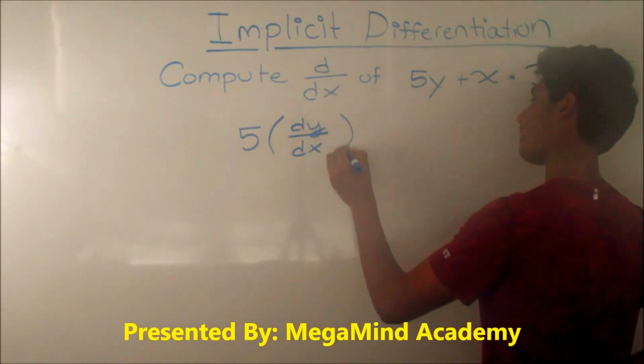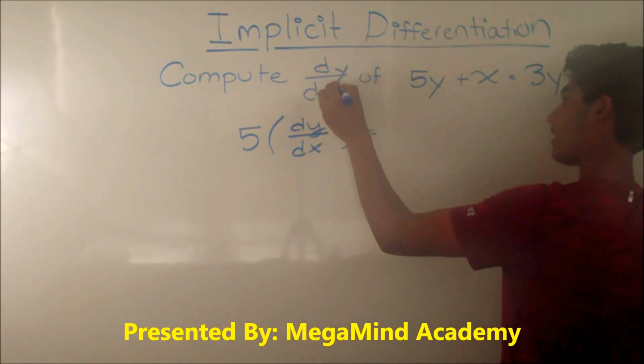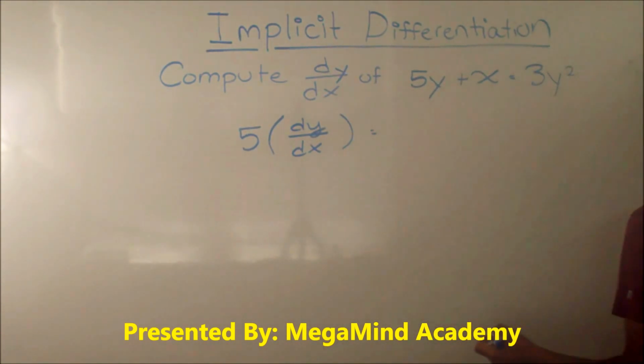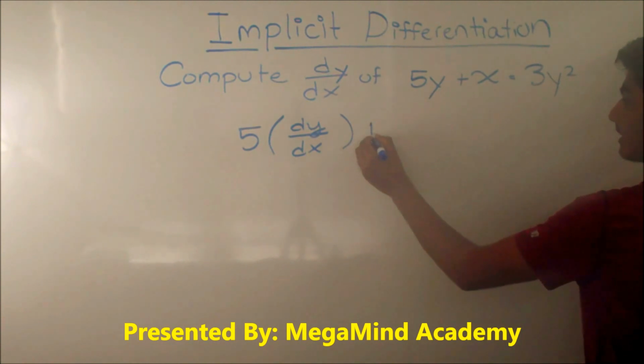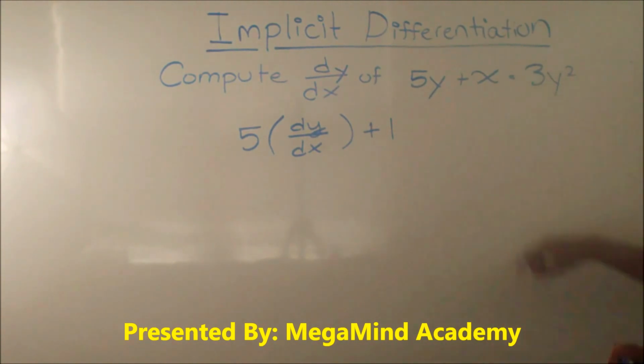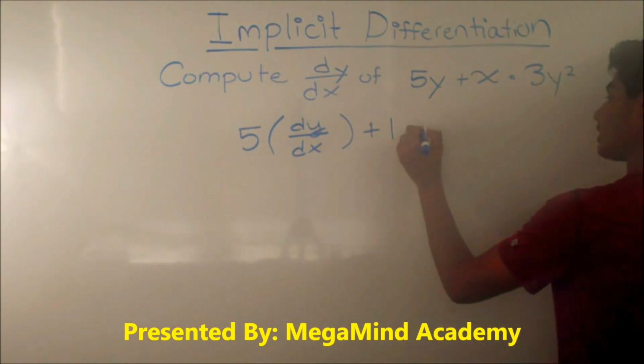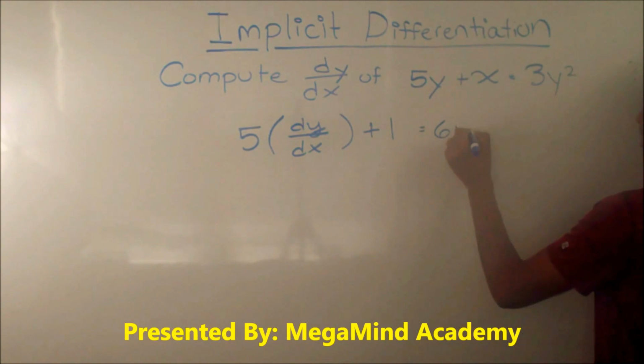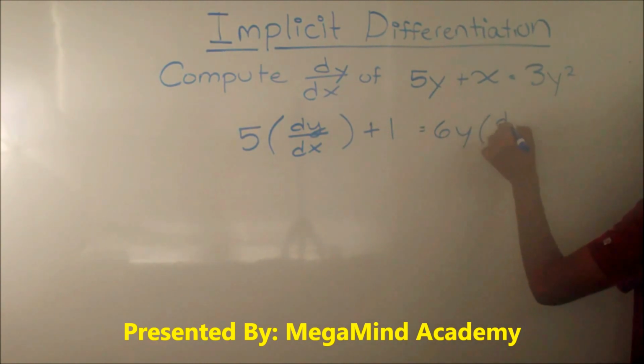Which is our plus, now the derivative of the next term, which is 1, but we don't have to multiply by dy/dx because this is an x, which is equal to 6y dy/dx.